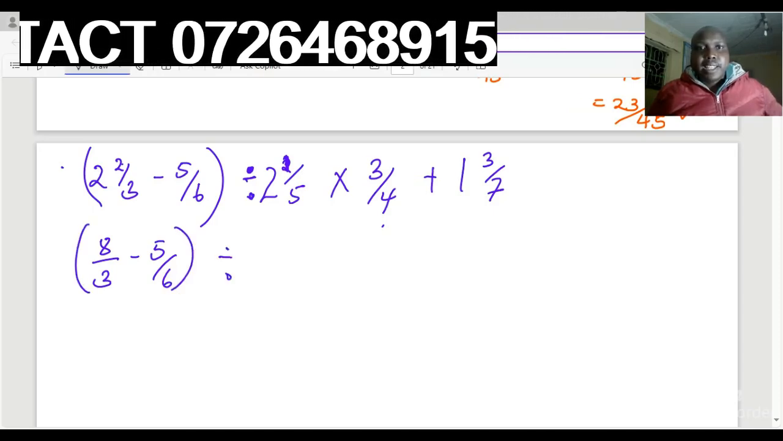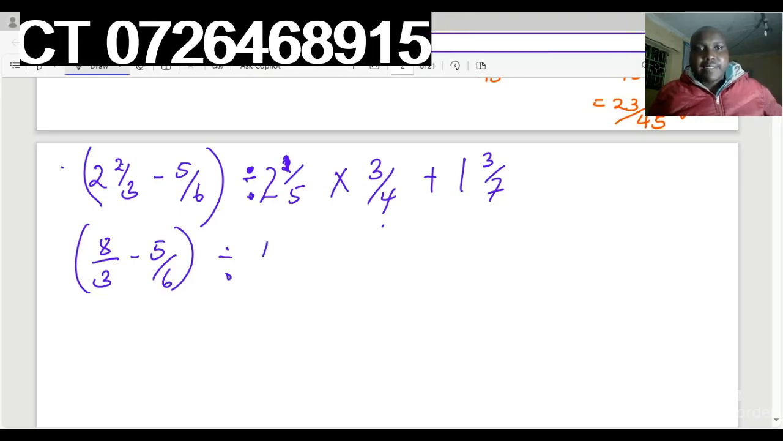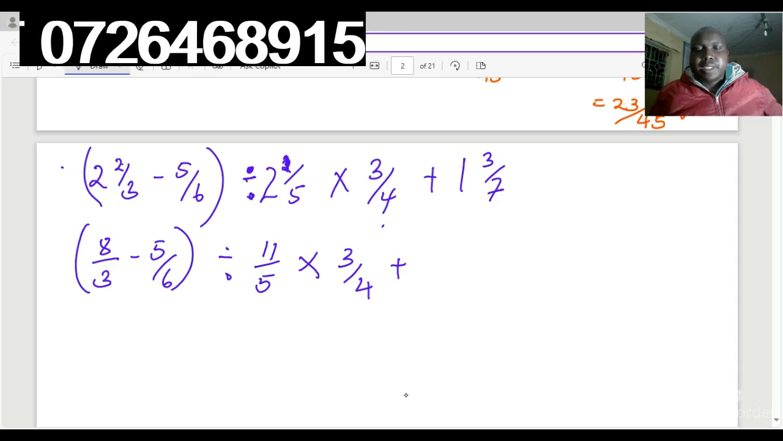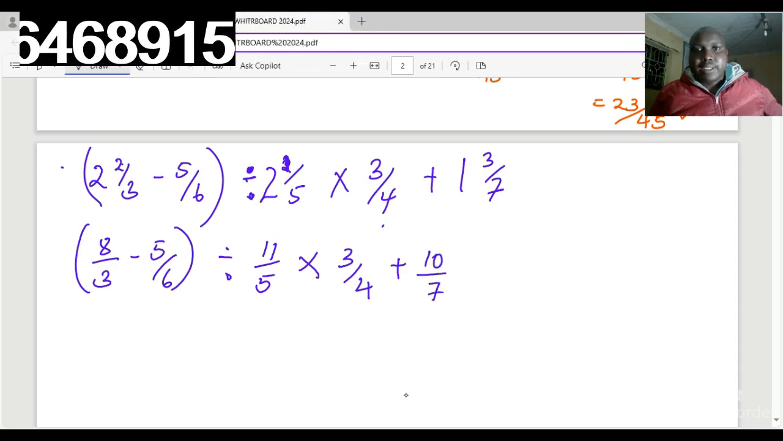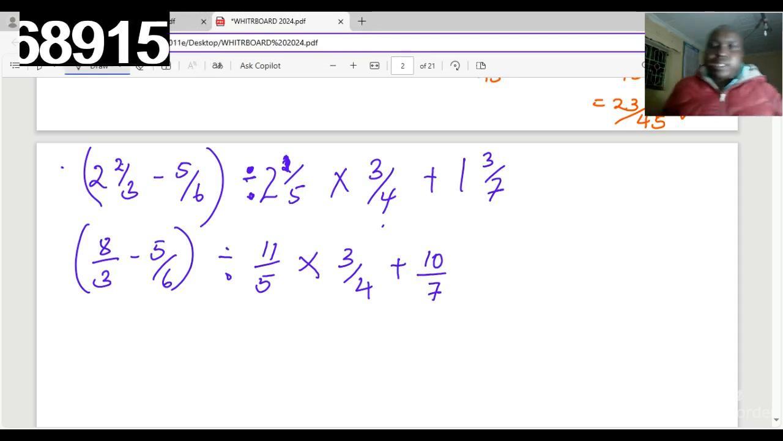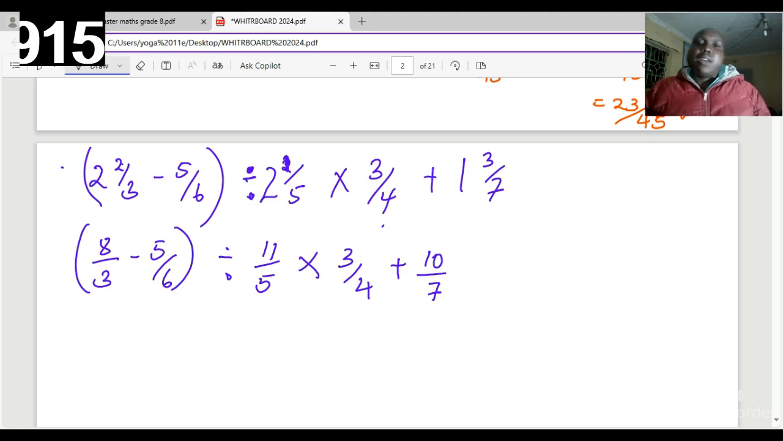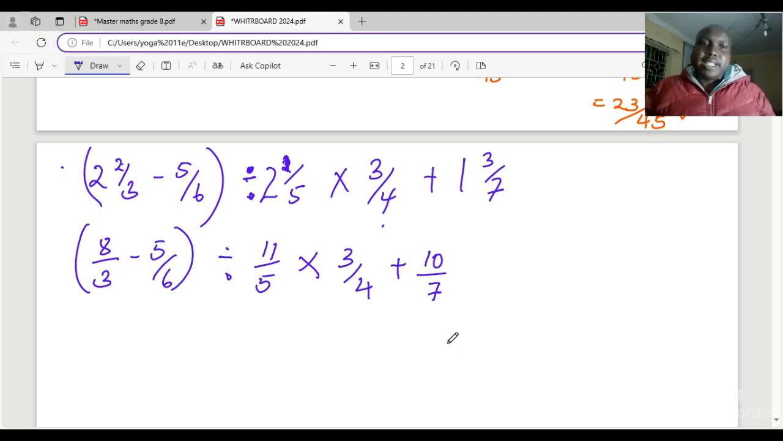Divide by this times this, 10, 11. This times this, 7, 7 plus, is 10 over 7. That's how we change a mixed fraction into an improper fraction. I think you know that from grade 6. Now from there we can use our BODMAS.